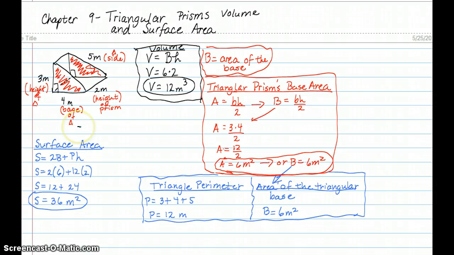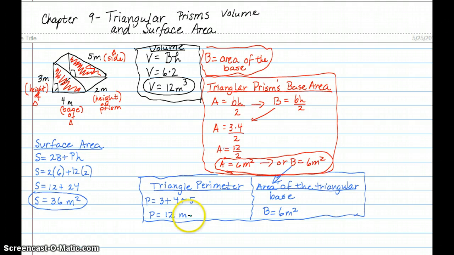Just like when you do surface area of a rectangular prism, you take the perimeter and you multiply that by the height. So our perimeter would be 3 meters plus 4 meters. And then this side right here, we actually gave over here, so it's 5 meters. 3 plus 4 is 7, plus 5 is 12. So there's your triangle perimeter. And that's going to be 12 meters.